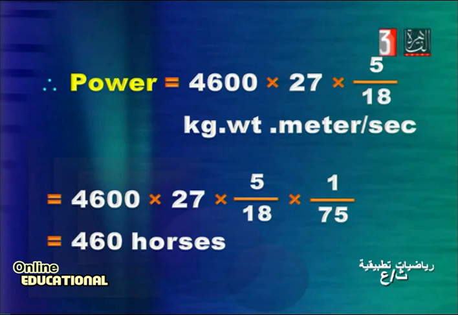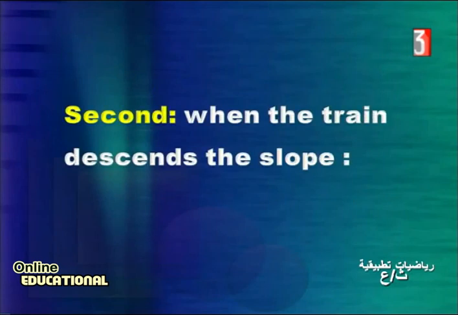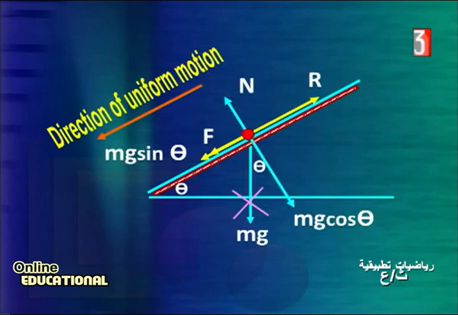The second case, when the train descends the slope. In this case, what are the forces acting on the body? We have mg sine theta, the component of the weight of the train in the direction of motion downward, and the engine force F in the direction of its motion. And we have the resistance in the opposite direction of the motion of the train, because the resistance is parallel to the plane of motion and in the opposite direction of the motion.